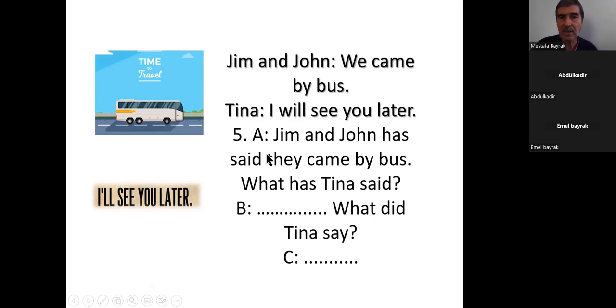Now, dialogue 5. A. Jim and John has said. What has they said? Jim and John has said they came by bus. Yeah, you are right. More than one person, they said. So we changed it. Today, they came by bus. What has Tina said? Tina has said that she will see them, Jim and John. She will see them later.